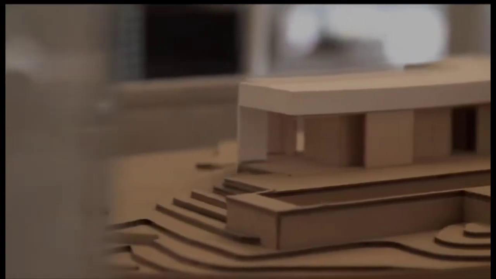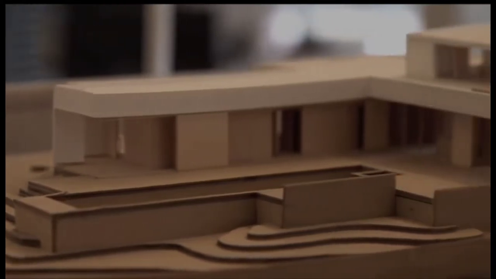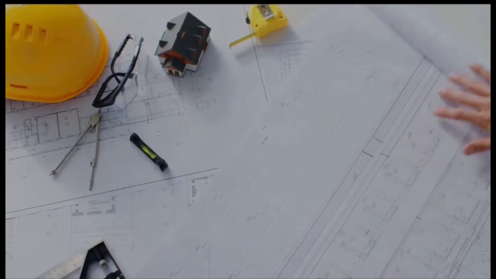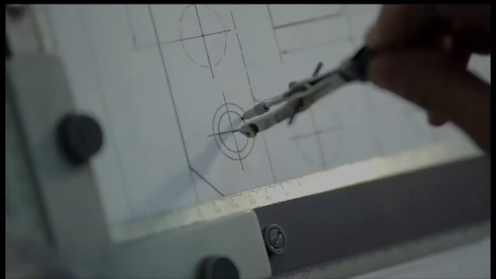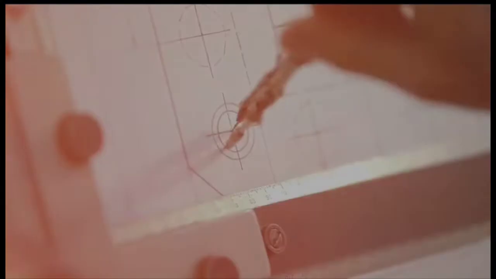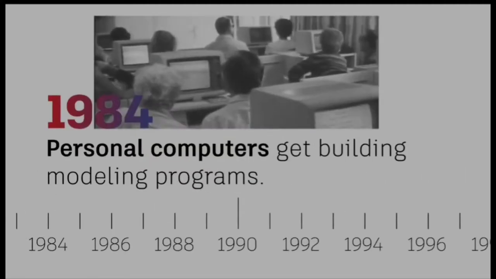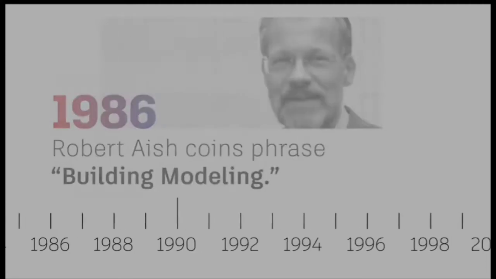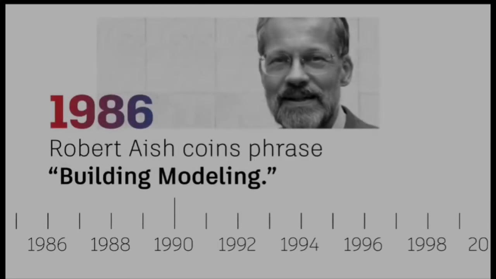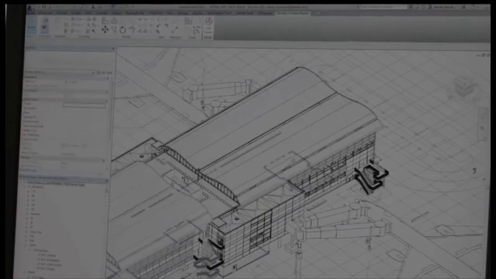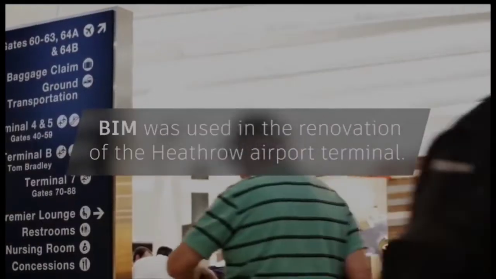However, these early predecessors built models without data on functional performance characteristics, meaning that without the information on how buildings work, they were rather superficial implementations. In 1984, these BIM forerunners became available for use on personal computers, but it wasn't until 1986, when Robert H. coined the phrase building modeling, that early programs were first used on large and complex projects, such as the renovation of a Heathrow airport terminal.